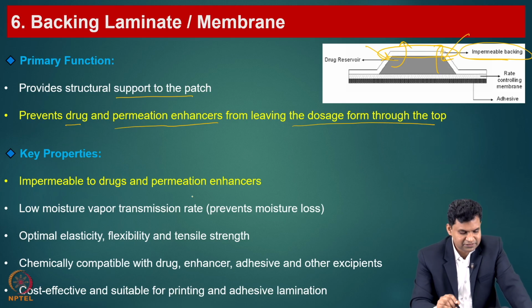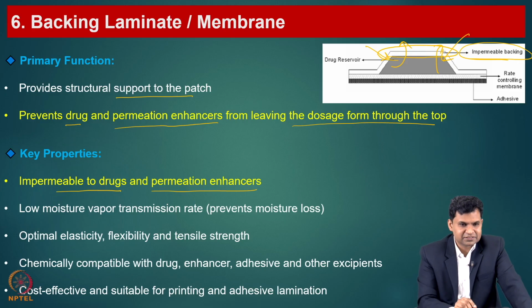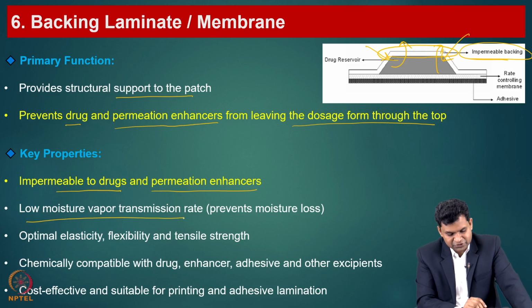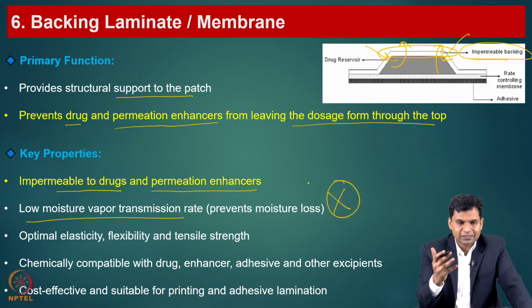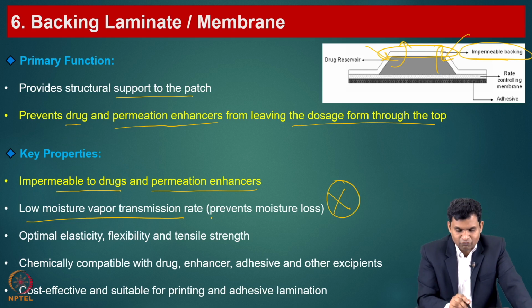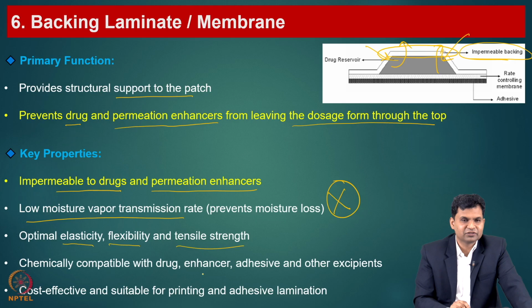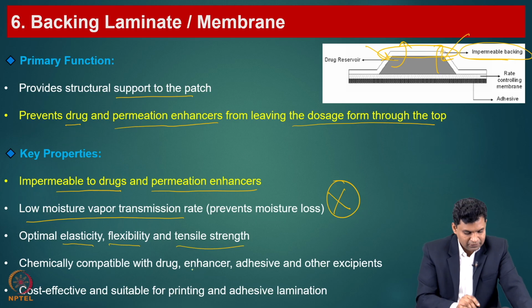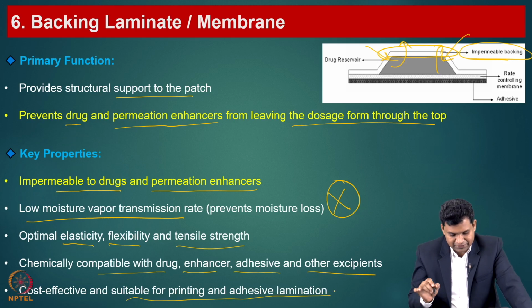These are the key properties: impermeable to drugs as well as permeation enhancers, and a low moisture vapor transmission rate. That will avoid all types of moisture entry and also leakage from the formulation. So, with this you can avoid dryness of the formulation. Optimal elasticity is important; flexibility and tensile strength are also important for your backing membrane. It should be chemically compatible with the drug, enhancers, adhesive and other excipients, cost effective, and suitable for printing and adhesive lamination.